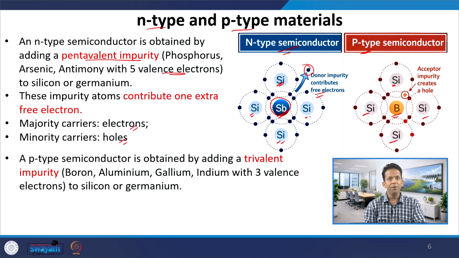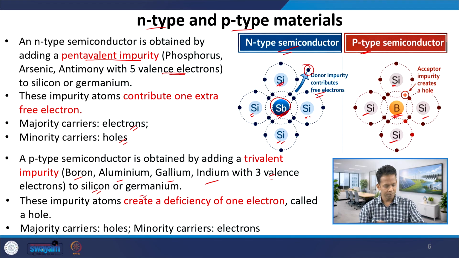A P-type semiconductor is obtained by adding a trivalent impurity like boron, aluminium, gallium, indium. These are all elements which have 3 valence electrons in their shell, and when these are doped with silicon or germanium, they form a P-type semiconductor. These impurity atoms create a deficiency of 1 electron, called a hole. So in this case, majority carriers are holes and minority carriers are electrons. Those are the N-type material and P-type material, right?